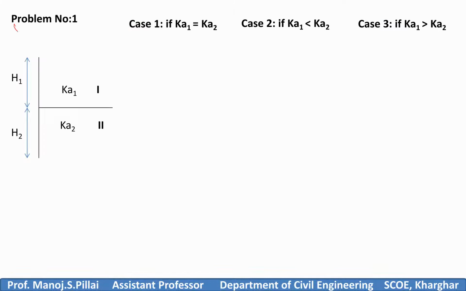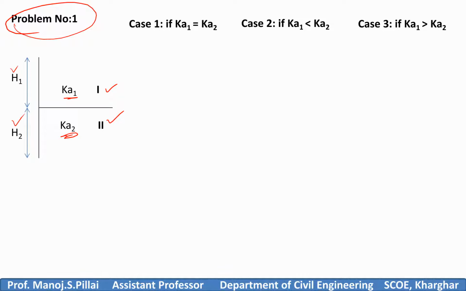Now this is problem number 1 which I have taken. There are 3 cases. You can see the soil here. In the soil, Ka1 is the active earth pressure coefficient and Ka2 is the next active earth pressure coefficient. This is my layer 1, this is my layer 2. H1 is the height, H2 is the height for the second layer. Now, there are 3 cases which I have mentioned.